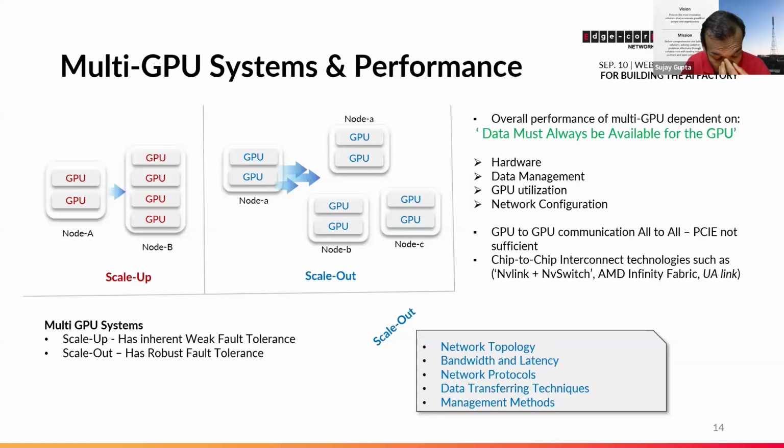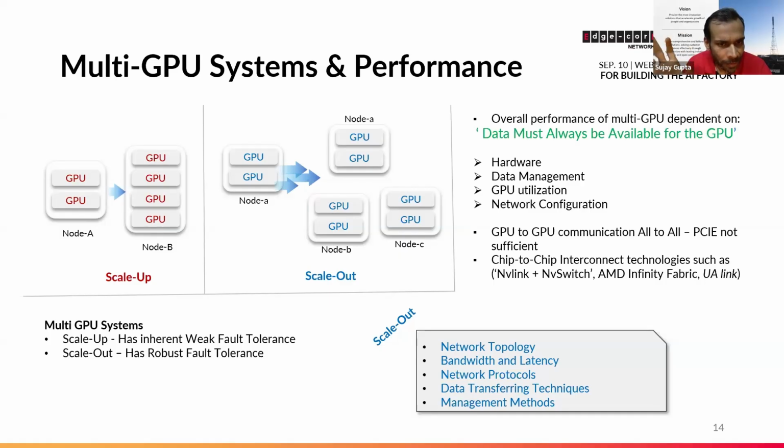Now, to make scale out or scale up very successful in terms of performance, the golden rule, mentioned on the right-hand side, is that the data must always be available for the GPU, because these GPUs are working in a parallel threading and parallel tasking mode. If you want to make sure that the entire computation is well utilized, you must make sure the data is present for it to consume at every time. Around that, multiple technologies have come up. NVIDIA has NVLink plus NVSwitch. AMD has Infinity Fabric. There's a new technology coming up called UA-Link. So this is between GPU to GPU.